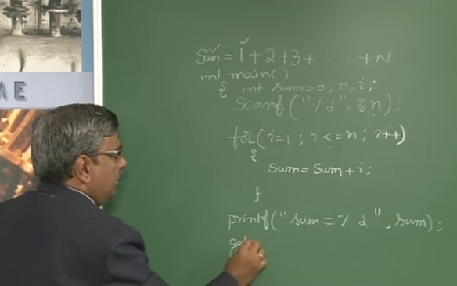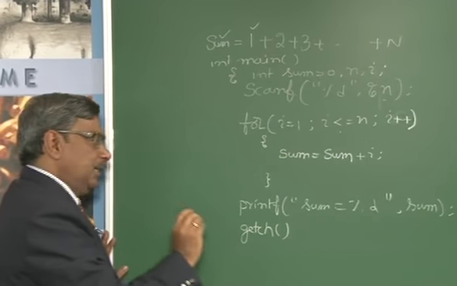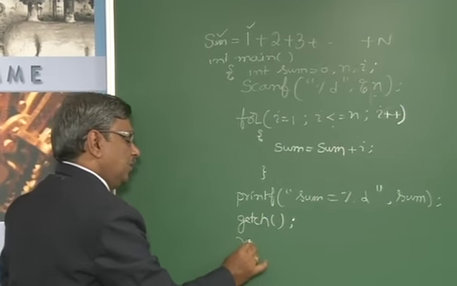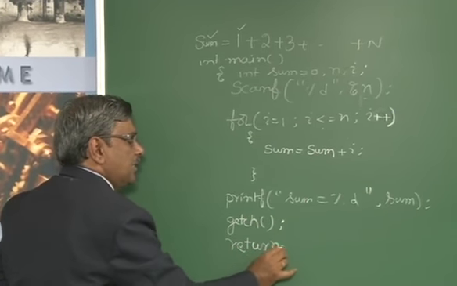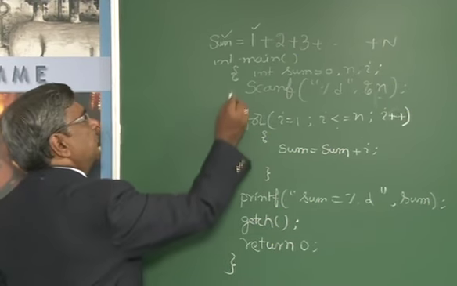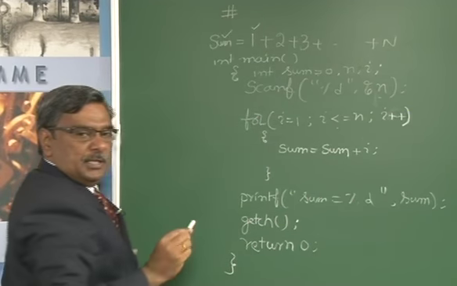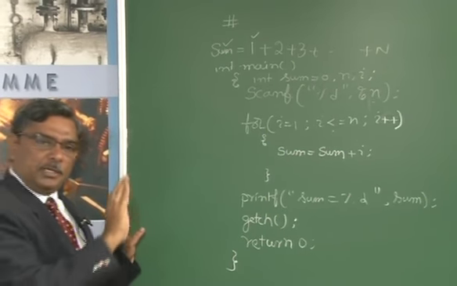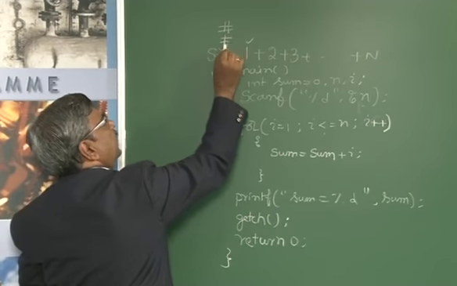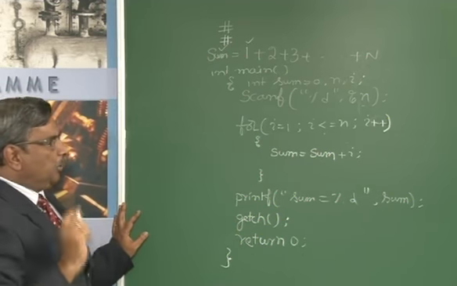getch is the statement used until you see your result. getch helps you to see the result on the computer screen. Put a semicolon. The last statement of your program is return 0. If you use this, you will not get any warning. Close the program. The remaining things are similar, that is include stdio.h, since you are using the scanf and printf statements. Since you are using the getch function, you have to include one more header, conio.h, the console input output header file.